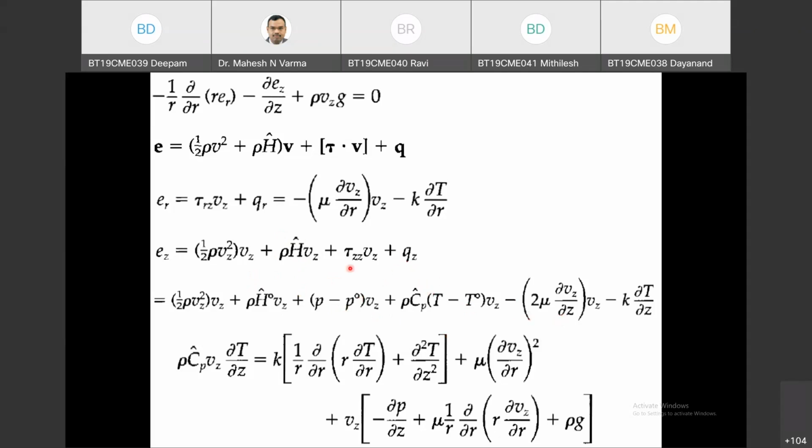So that will be equal to, and this tau Zz is 2 mu dVz by dz, because here we will be using the generalized Newton's law of viscosity, and this Qz will be equal to minus k dT by dz. Okay, clear? Now substitute this Ez here and this Er here, rearrange the equation, add all the assumptions so that you will get this equation. Let's see how many of you can get it.